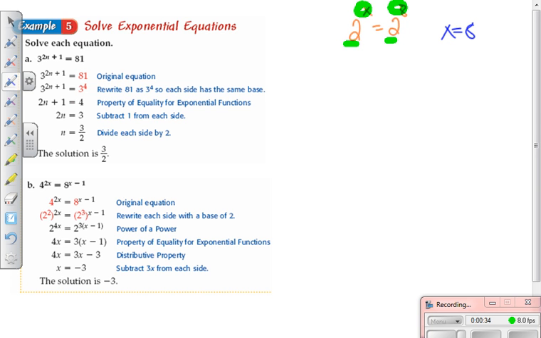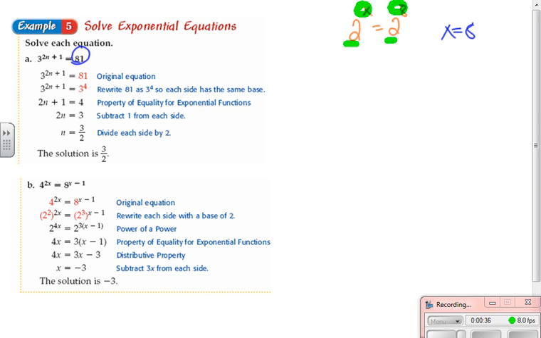Well, what happens in a case where the bases aren't the same? We have to go to our math facts, and we know that 81 could be rewritten as 3 to the 4th. And I go to 3 because my base over here is 3. Once those bases are the same, then I can say the exponents are the same. So the real work happens right here because this is a very simple equation. Subtract 1 from both sides, divide by 2. That tells me that that exponent is equal to 3/2.